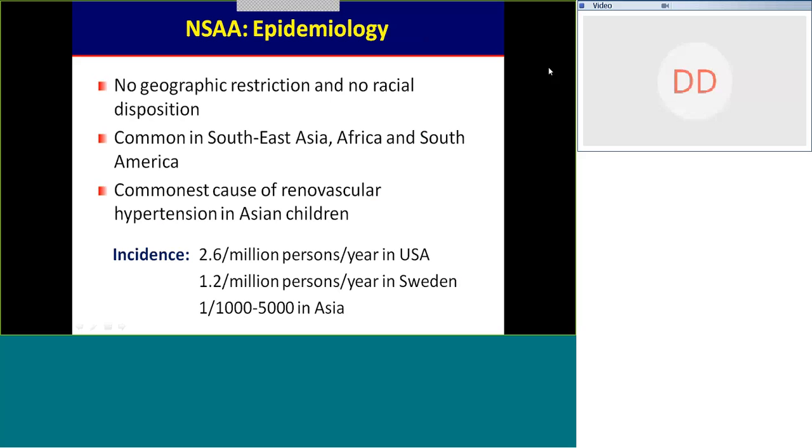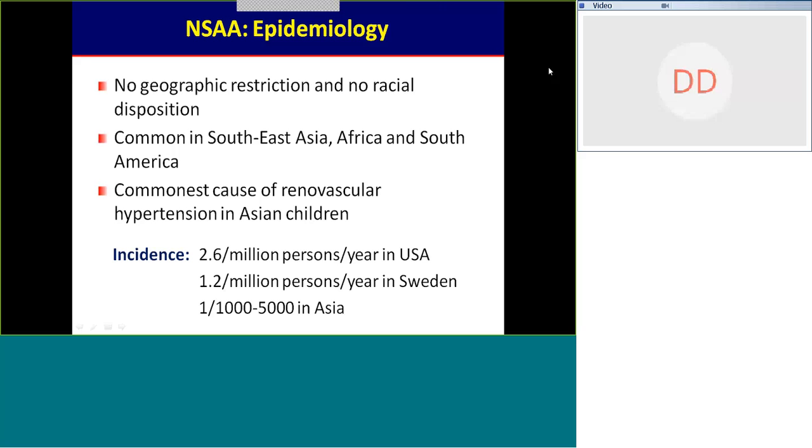Although it has no geographic restriction and there is absolutely no specific racial disposition, it is very, very uncommon in the Western world. We often see it in Southeast Asia, Africa, South America, whereas you will hardly ever see a case in, let's say, United States or North America for that matter, and even in Europe and UK. So much so that it is probably the commonest cause of renovascular hypertension in Asian children. So if we have a hypertensive child, we need to think about aortoarteritis producing renal artery stenosis.